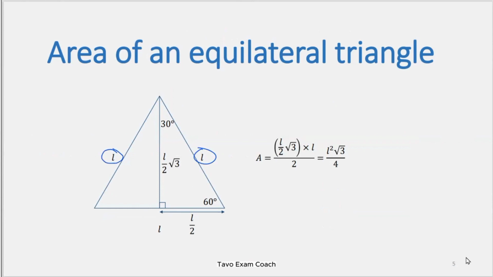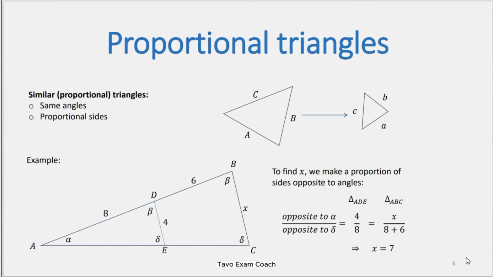So all you need is to do this: square it, multiply it by the square root of 3, and then divide by 4. Then you get the area of an equilateral triangle. What else can we say about triangles? Triangles, similarly to other polygons, can resemble other triangles. That is to say, they can be proportional or similar to other triangles.